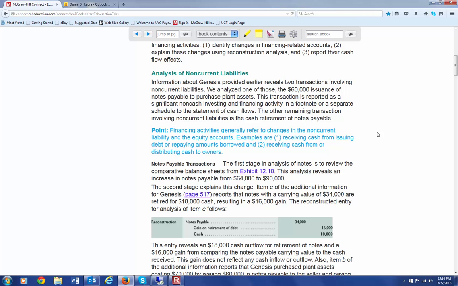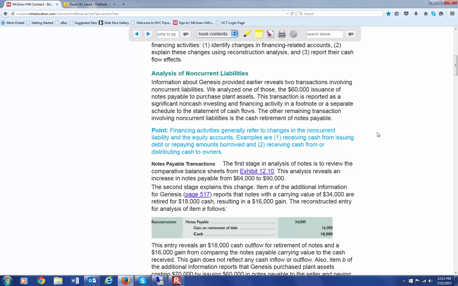So let's reconstruct what happens here. Item E of the additional information reported that notes with a carrying value of $34,000 are retired for $18,000 cash, resulting in a $16,000 gain. The reconstruction of item E would look like this. You would debit notes payable for $34,000, so you're getting the note payable off the books.